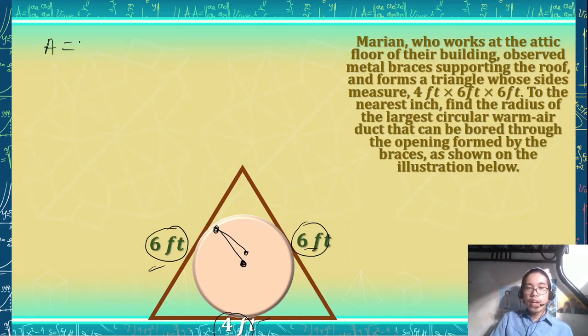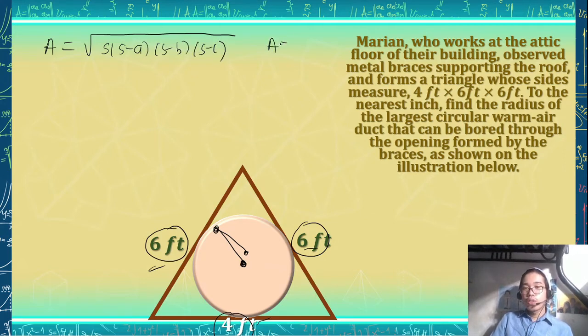Heron's formula is the square root of S times S minus A times S minus B times S minus C. And we're also going to be using another formula for the area of a given triangle with a circle inscribed in it. That's going to be 1/2 the radius times the perimeter of the triangle, which is the area of the triangle itself.